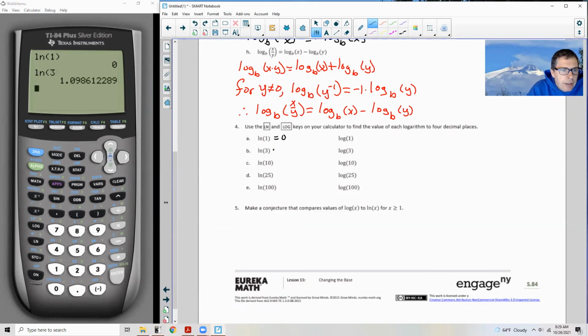And that is approximately 1.0986. Natural log of 10, 2.3026. Natural log of 25, 3.2189.